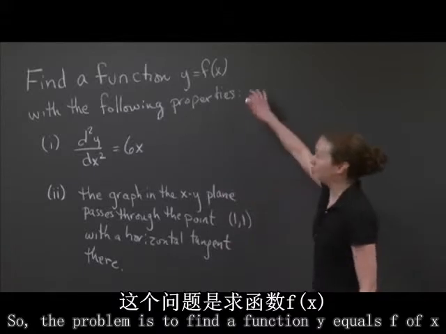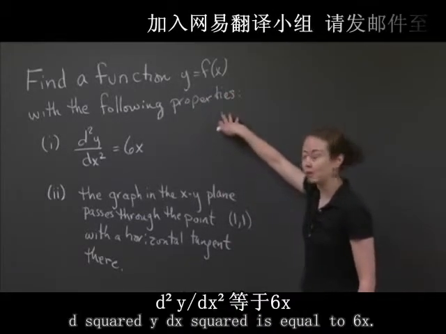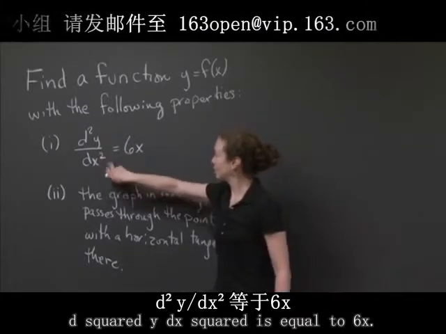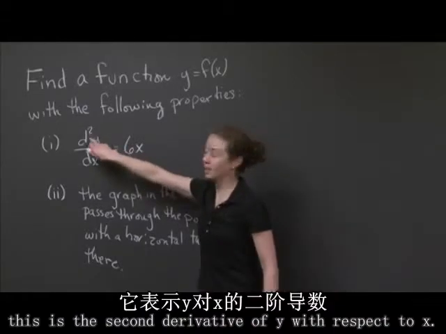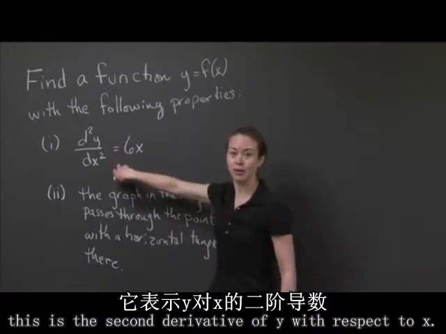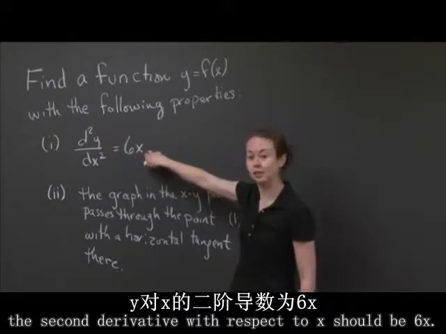So the problem is to find a function y equals f of x that has the following two properties. d squared y dx squared is equal to 6x, and just to remind you what this means, this is the second derivative of y with respect to x. So its second derivative with respect to x should be 6x.